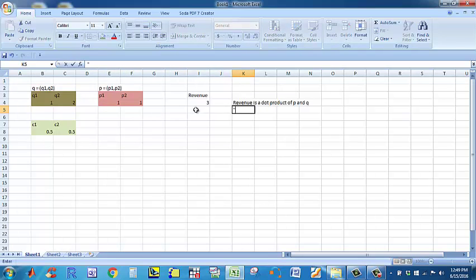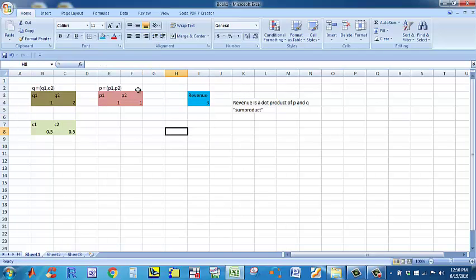Now in Excel, there is an inbuilt function called sumproduct, which basically calculates the dot product of two vectors. So we can alternatively calculate total revenue as equal to sumproduct(Q, P), and we get the same answer, 3.